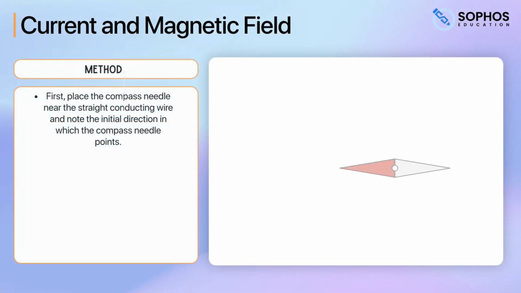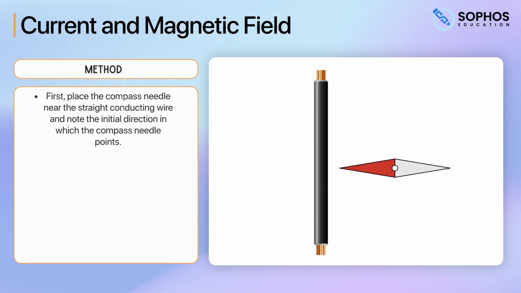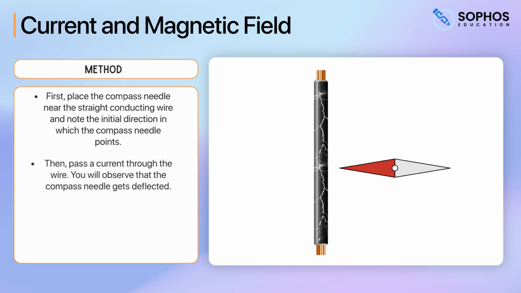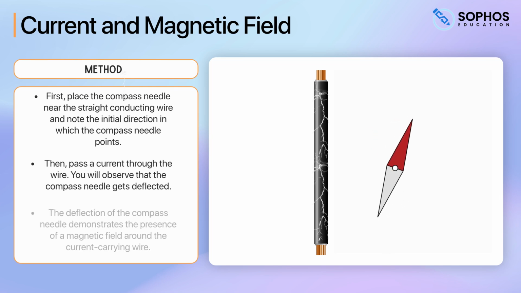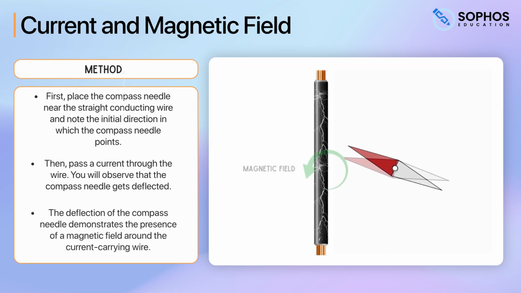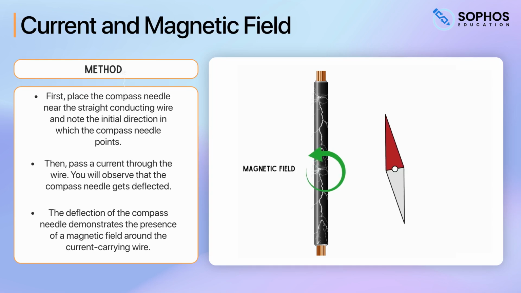First, place the compass needle near the straight conducting wire and note the initial direction in which the compass needle points. Then pass a current through the wire. You will observe that the compass needle gets deflected. The deflection of the compass needle demonstrates the presence of a magnetic field around the current-carrying wire.